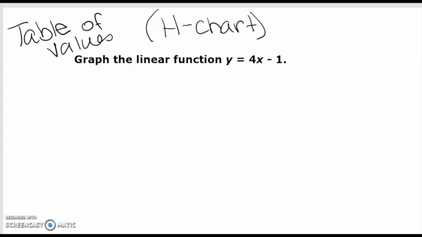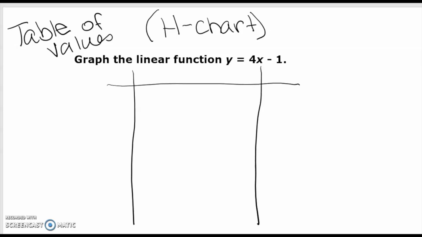So what we're going to do is we're going to create our H chart. It's just a chart, like so. We're going to put our equation in the middle. Y equals 4x minus 1. And what we're going to do is we're just going to solve for ordered pairs. Now, when I'm solving, I could plug in any number for x that I want. I could plug in 12, I could plug in 5, I could plug in -4, and I'll be able to find the y that matches up, what makes its pair.